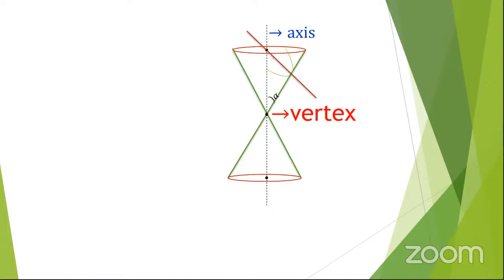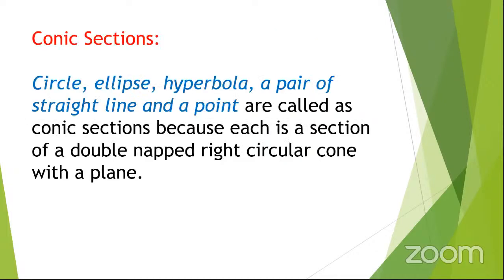And if a plane cuts in such a way that alpha is equal to beta, where beta is the angle between the cutting plane and the axis, and alpha is the angle between the generator and the axis of the cone, then the curve obtained will be a parabola. And the section of the plane and the double-napped cone will be a circle if beta is equal to pi by 2.